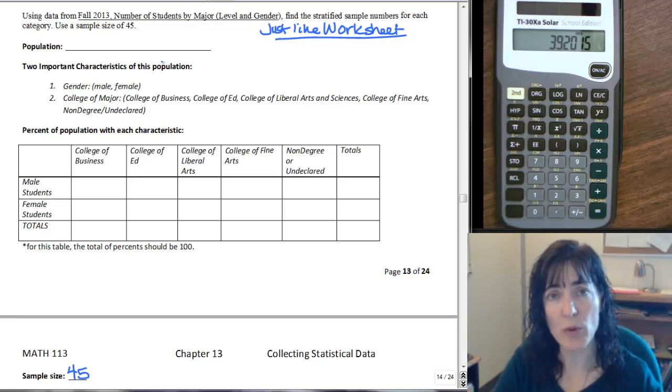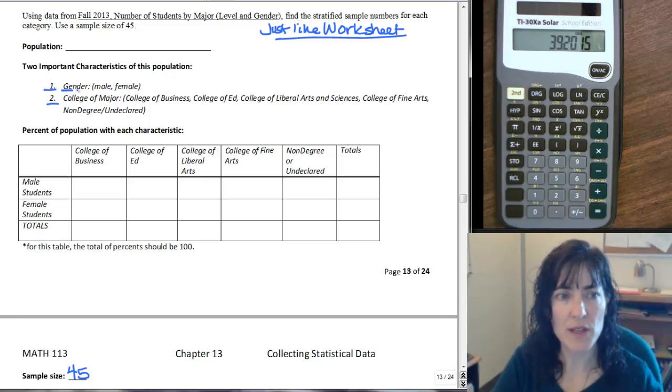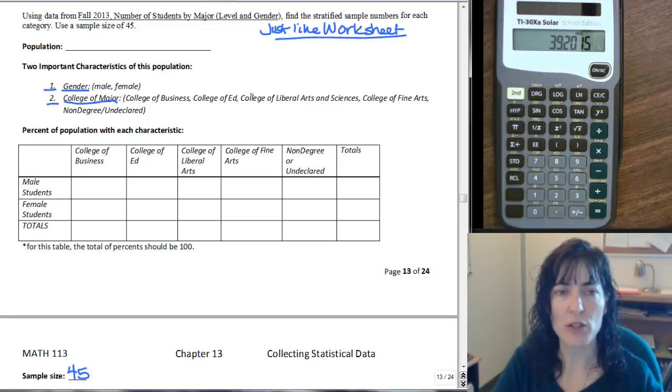Now you are going to have to list this out based on the scenario that you're given for your worksheet, so don't forget to do this. There's two to do there. One characteristic that we're going to look at for our example here is gender. So is the person male or female? And a second characteristic of the population that we're interested in is the college of their major. So we have all these categories: College of Business, College of Ed, College of Liberal Arts and Sciences, College of Fine Arts, non-degree, undeclared is one category.